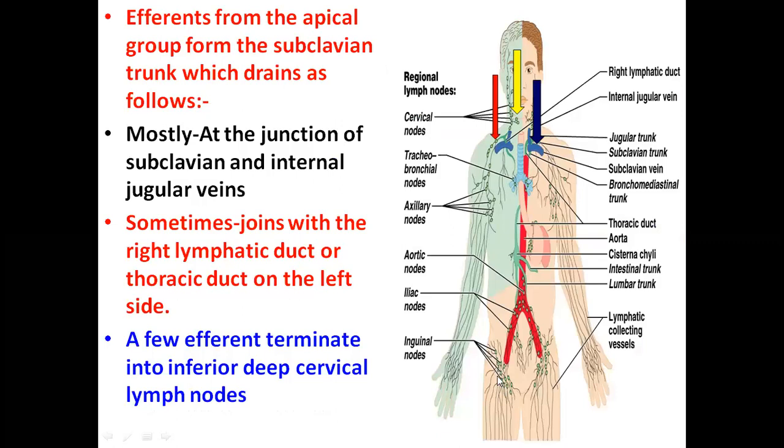Okay. Now, what happens from the apical group of lymph nodes? The lymph efferents from the apical group form the subclavian trunk, which drains mostly at the junction of the subclavian and internal jugular veins. This is the internal jugular, this is the subclavian. Both of them join to form the brachiocephalic vein, right? So sometimes it joins with the right lymphatic duct. On the right side it will be the right lymphatic duct, and on the left side it will be the thoracic duct. Okay. A few efferent lymphatic vessels may terminate in the deep cervical lymph nodes. Instead of entering in this direction, they are moving towards the head and neck.